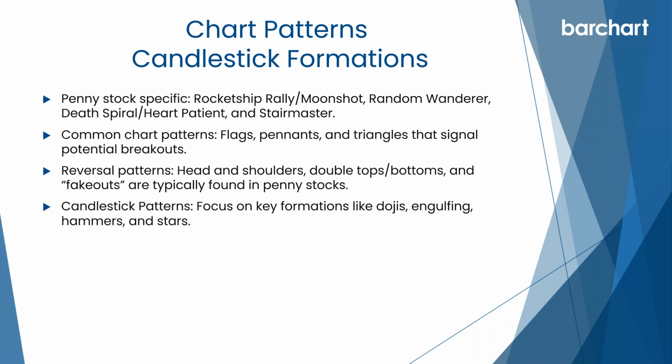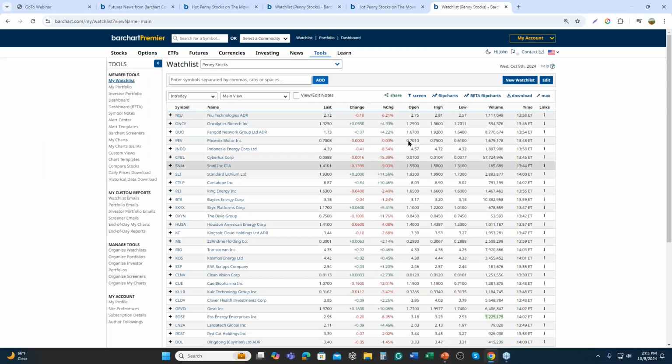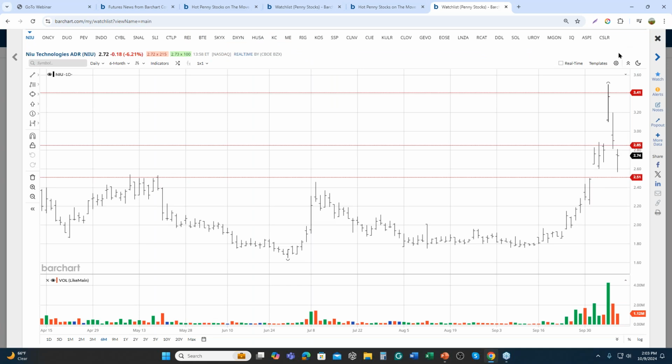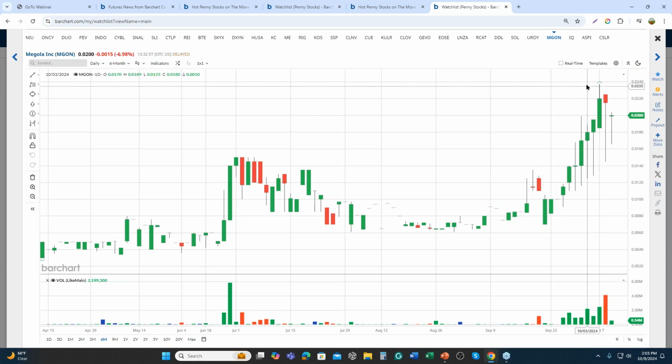So let me go and show you one quick example of that. Let me go back to my watch list here, and I need to change my chart to candlesticks. And I think it's this one, NGO, yes, okay. So those of you who are familiar with candlesticks, it kind of shows you the sentiment of the market on that particular day.